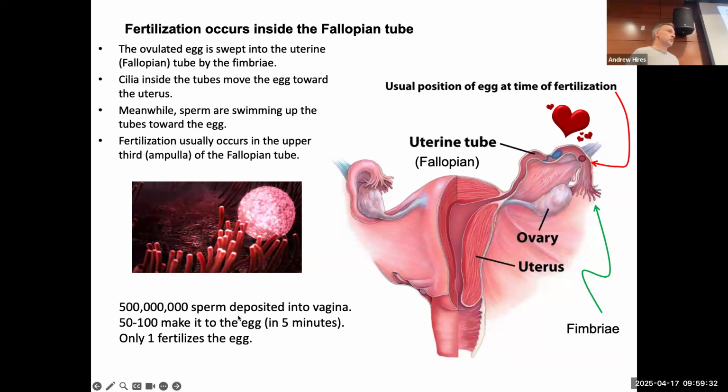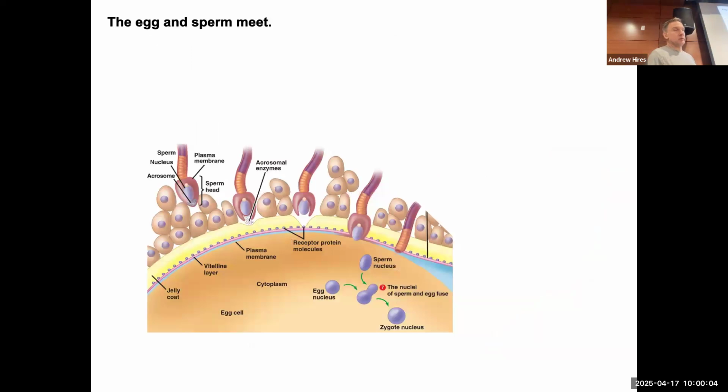50 to 100 sperm will make it up to that area relatively quickly, but only one is going to fertilize the egg. We have to have only one fertilize the egg because a sperm and an egg both have a haploid number, 23 chromosomes. We need 46 in order to make a human. We don't want more than 46. We don't want to have 2 sperm get in there, okay? Because we'll have an inappropriate number of chromosomes, okay? So how can we do this?